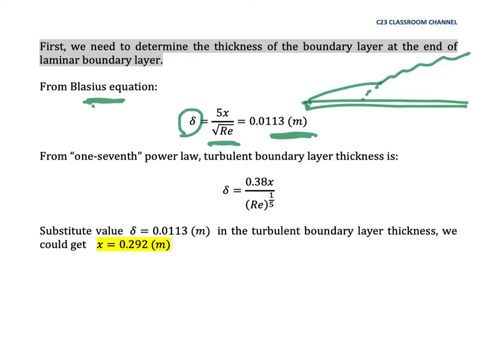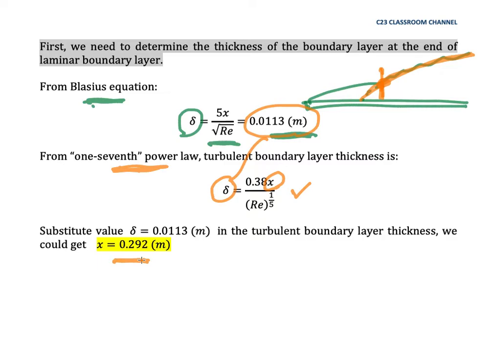And then, as I said, we have a laminar region here, and then we have a turbulent region. This point is actually the shearing point. The thickness of this boundary layer can be calculated by using the 1/7 power law, because this is also the boundary layer thickness for the turbulent boundary layer at this point. So this is the equation of the turbulent boundary layer from the 1/7 power law. If delta here is equal to 0.0113 meter, we could get the value of x here is equal to 0.292 meter.